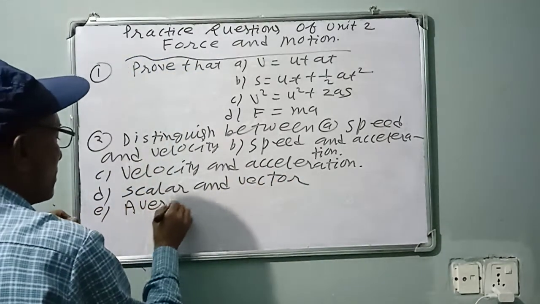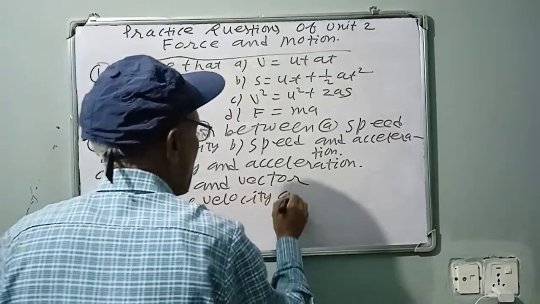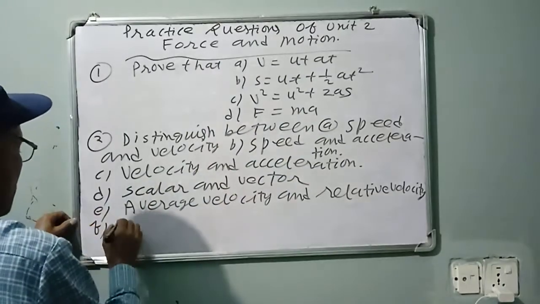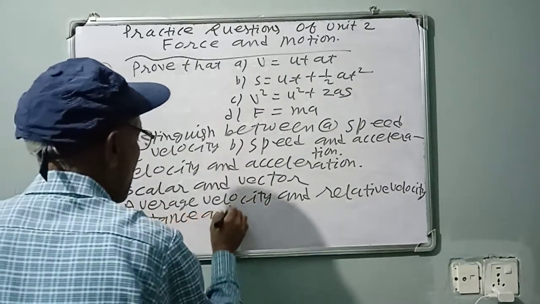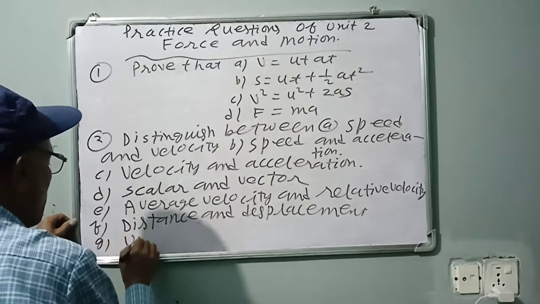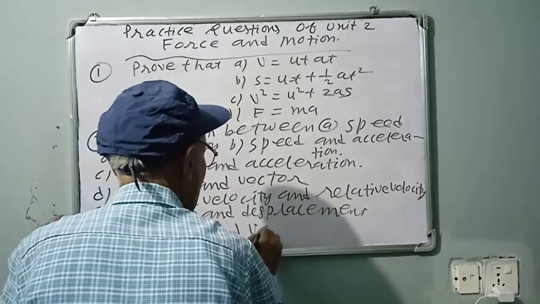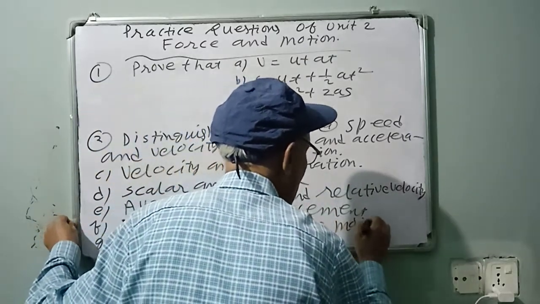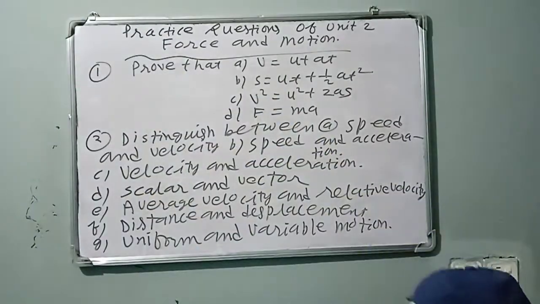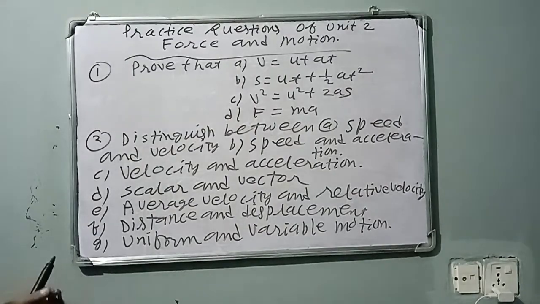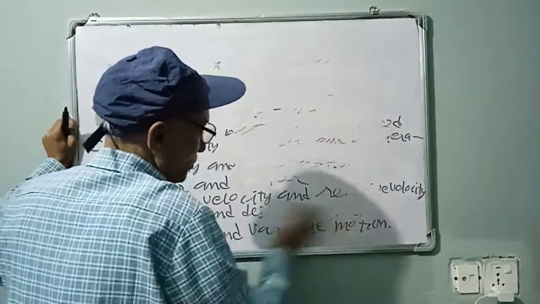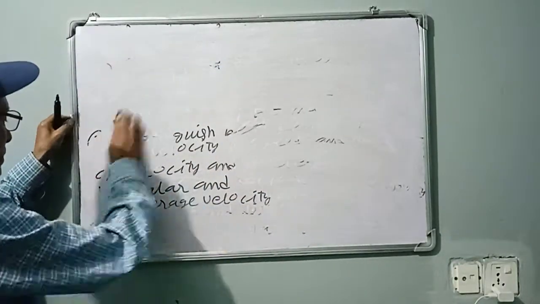See, average velocity and relative velocity, distance and displacement, see, uniform and variable motion. A body with uniform motion has uniform velocity. A body having variable motion has variable speed or velocity. Question number 1, prove. Question number 2, distinguish between. They are equally important for classes 8 and 9.